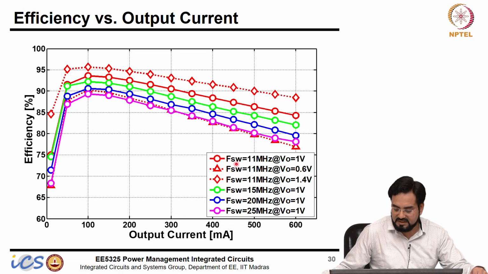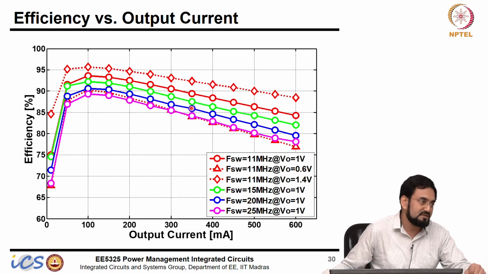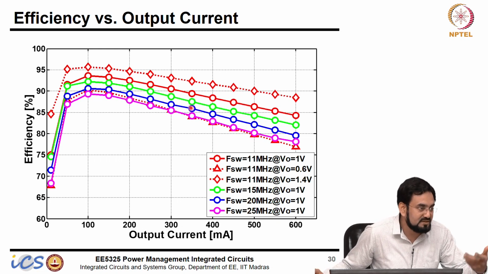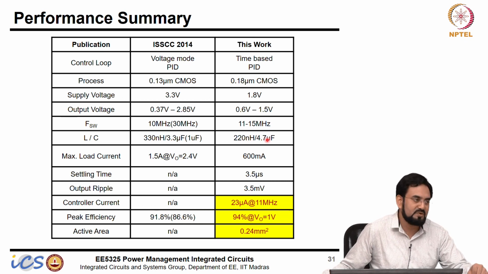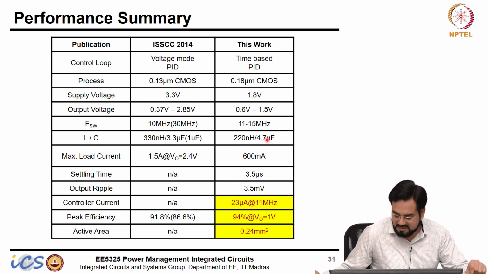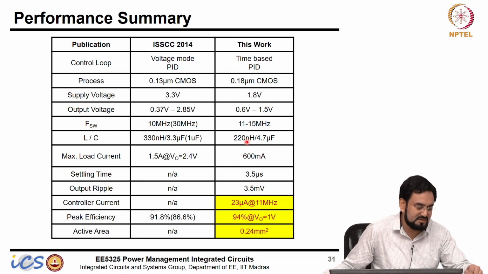This is the efficiency at different frequencies and output voltages. So, the maximum we achieve is at this one, 11 megahertz and 1.4 volt, and obviously the switching losses are higher at higher frequency. So, 25 megahertz will give you lesser efficiency because CV square F losses are higher. So, yeah, this we implemented in 0.18 micron with a 220 nanohenry inductor and 4.7 microfarad capacitor, because we are running at beyond 10 megahertz. So, we do not need microhenry inductors here.